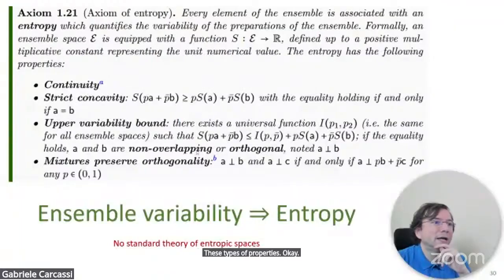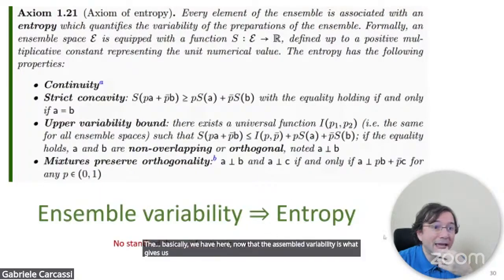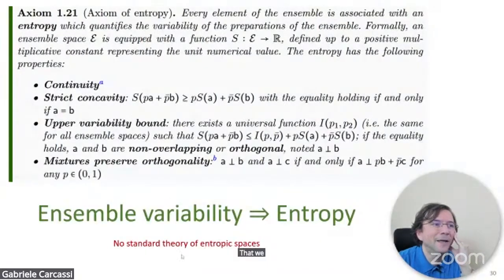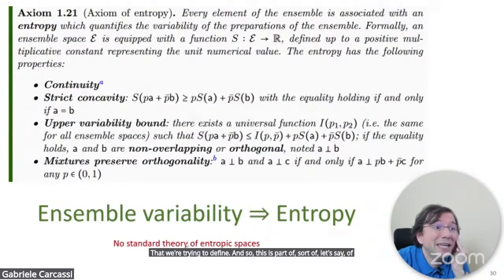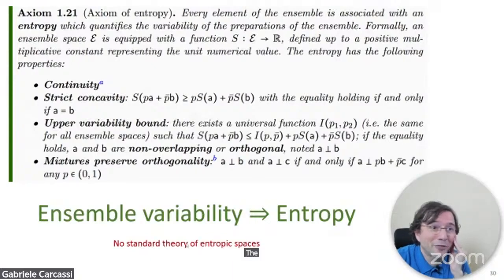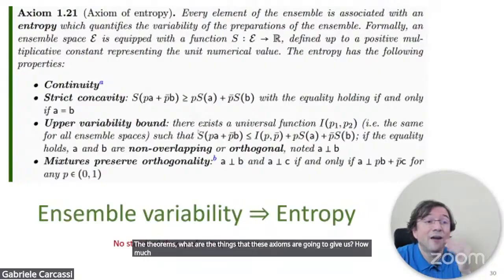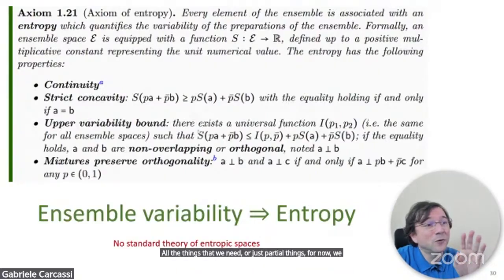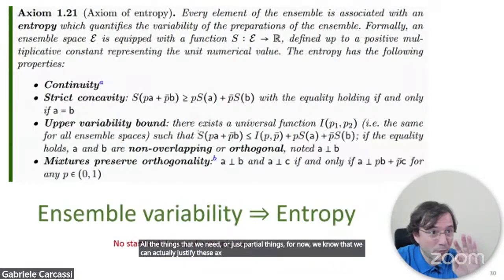Okay, so basically we have here now that the ensemble variability is what gives us the entropy. And again, there is no standard theory of this type of entropic space that we're trying to define. And so this is part of, let's say, researching math, right? We need to find the theorems, what are the things that these axioms are going to give us, how much they're going to give us. Are they going to give us all the things that we need or just partial things? For now, we know that we can actually justify these axioms and we can go.